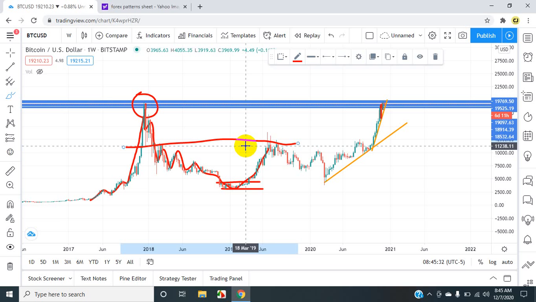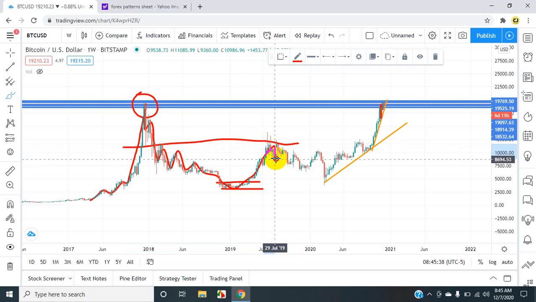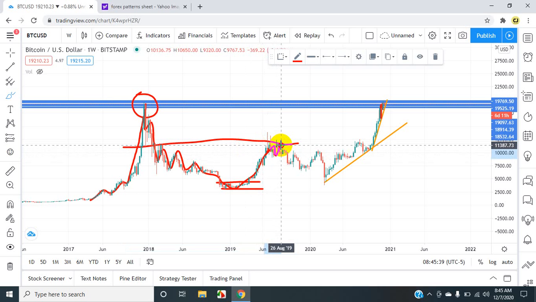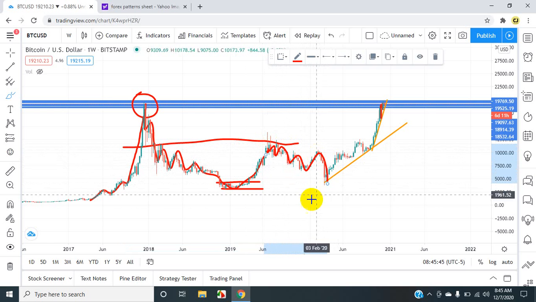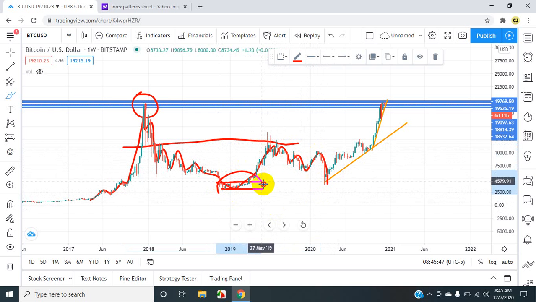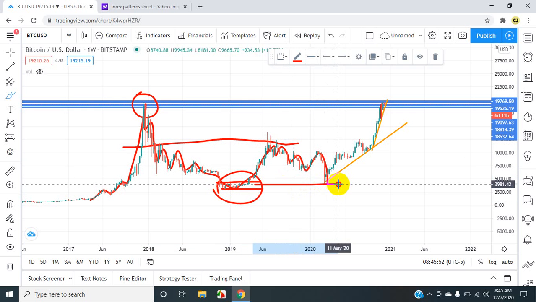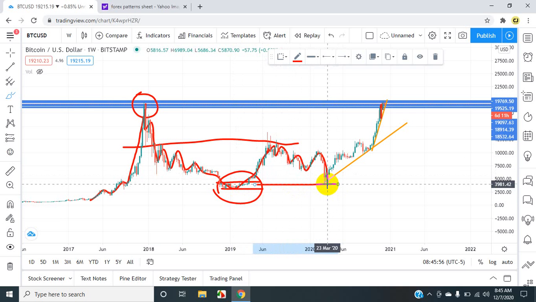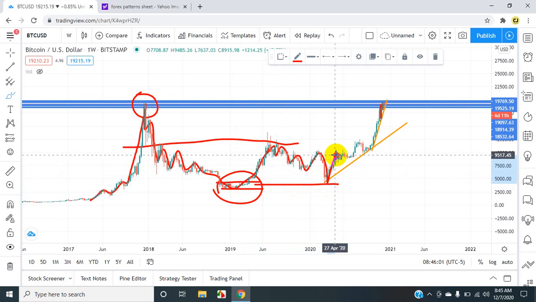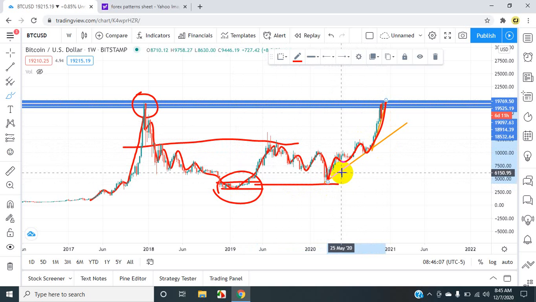Sorry about my crooked lines. So it wasn't able to break this level here. It came up, retested the area one time, came back down. The market pushed all the way back down, almost to the bottom, where we had previous lows somewhere here. If you line this area up with here, it kind of matches up. So we can see it reached back to lower lows in March 2020. And now the market's pushing up. One, two, three. Three push-ups to the top on the weekly.